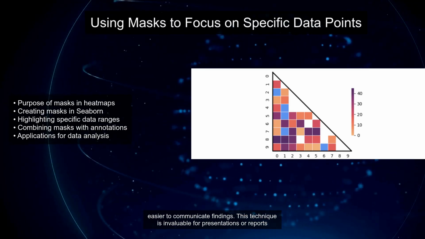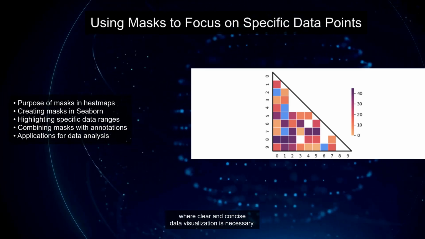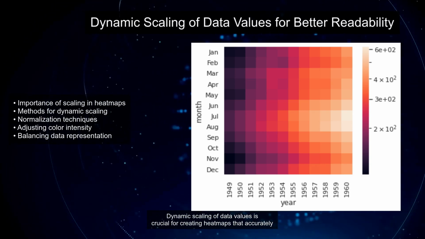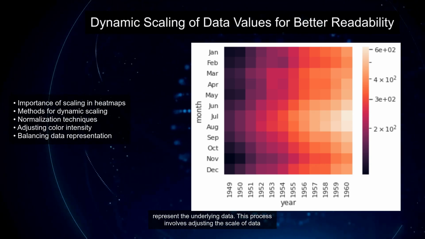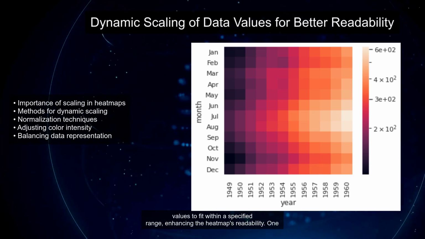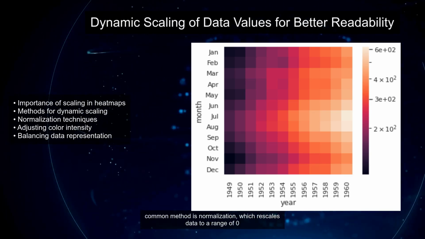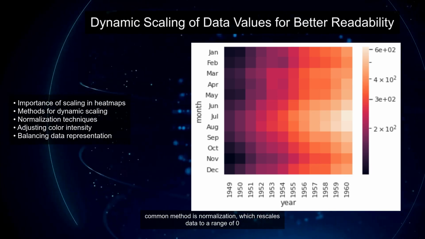This technique is invaluable for presentations or reports where clear and concise data visualization is necessary. Dynamic scaling of data values is crucial for creating heat maps that accurately represent the underlying data. This process involves adjusting the scale of data values to fit within a specified range, enhancing the heat map's readability. One common method is normalization, which rescales data to a range of 0 to 1.